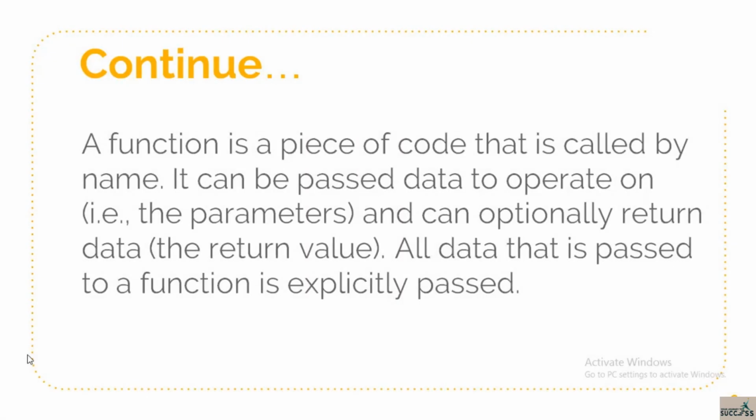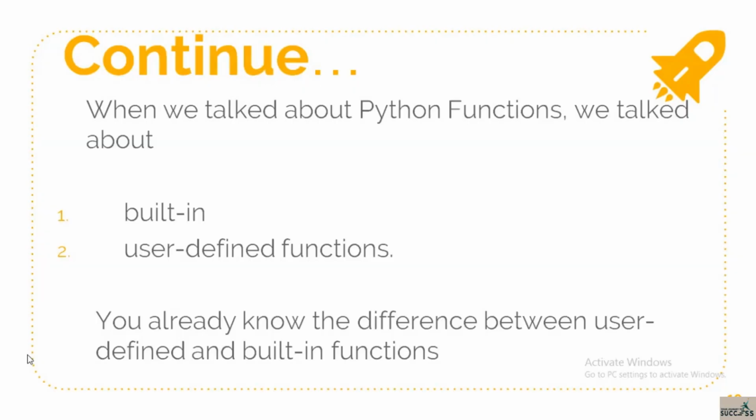So a function is simply a piece of code that is called by name. It can be passed data to operate on, that is the parameter, and can optionally return data. All data that is passed to a function is explicitly passed. When we talk about Python functions, we talked about built-in functions and user-defined functions. And you already know the difference between user-defined functions and built-in functions.